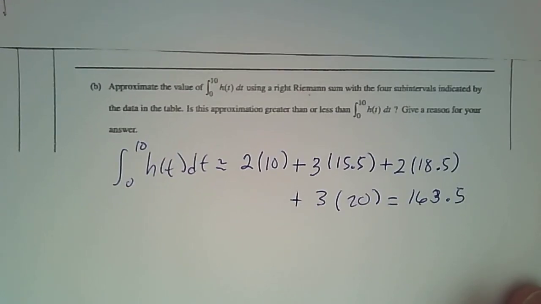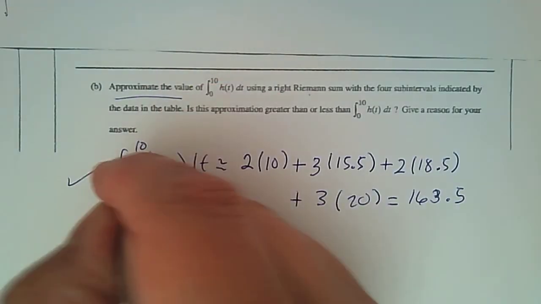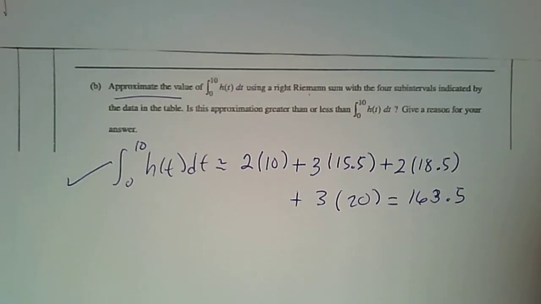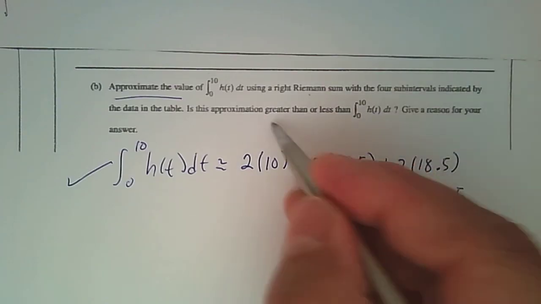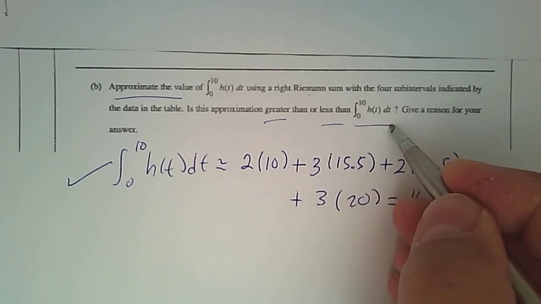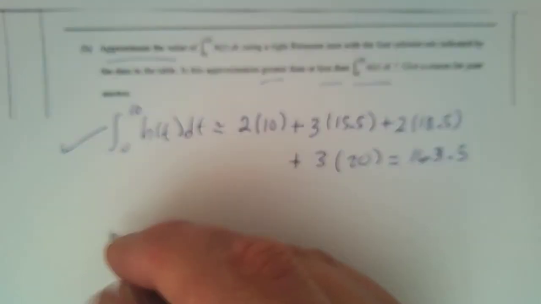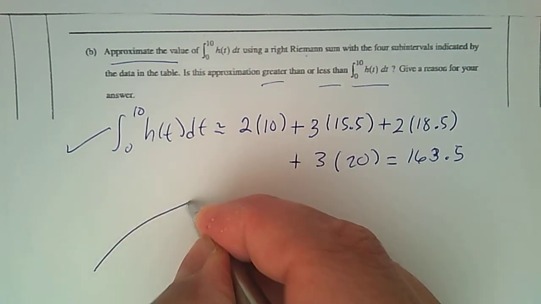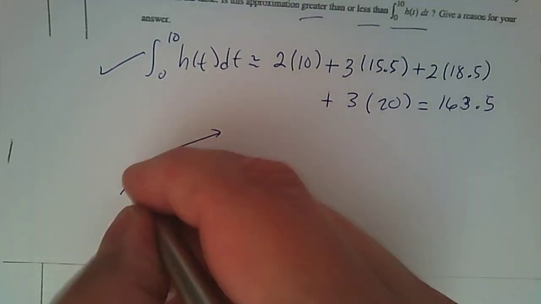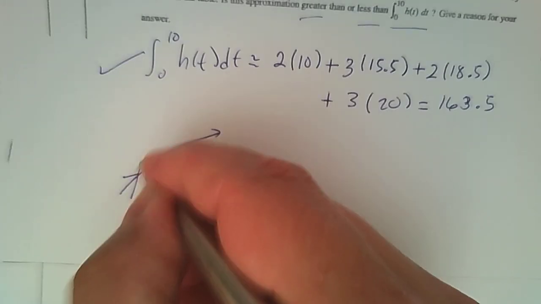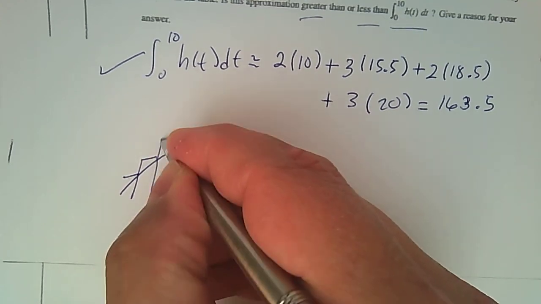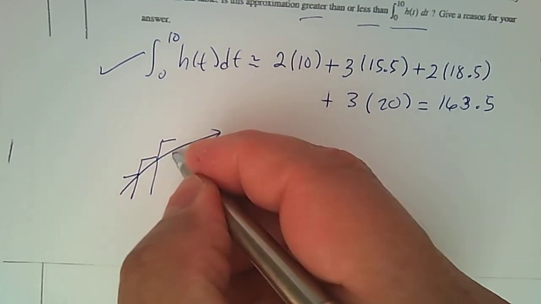And then there's a second part to the question. The first part is, could you approximate the value? We did that. The second thing is, is the approximation greater or less than the actual one? So is it an overestimate or an underestimate? If something is increasing and you do a right Riemann sum, it's good for you to actually get a picture of it.